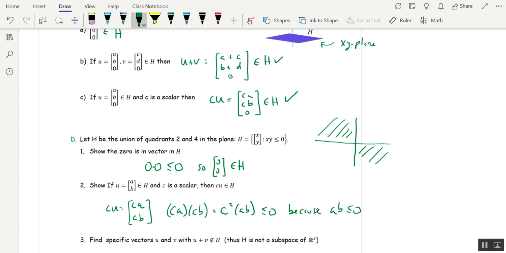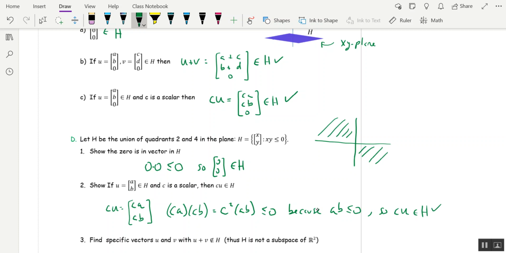Why is AB less than or equal to 0? Because u is in H by supposition. So if u is in H, that means automatically A times B is less than or equal to 0. C squared is positive. Well, it's non-negative. It could be 0, but it's certainly not negative. So this condition holds. So Cu is contained in H.